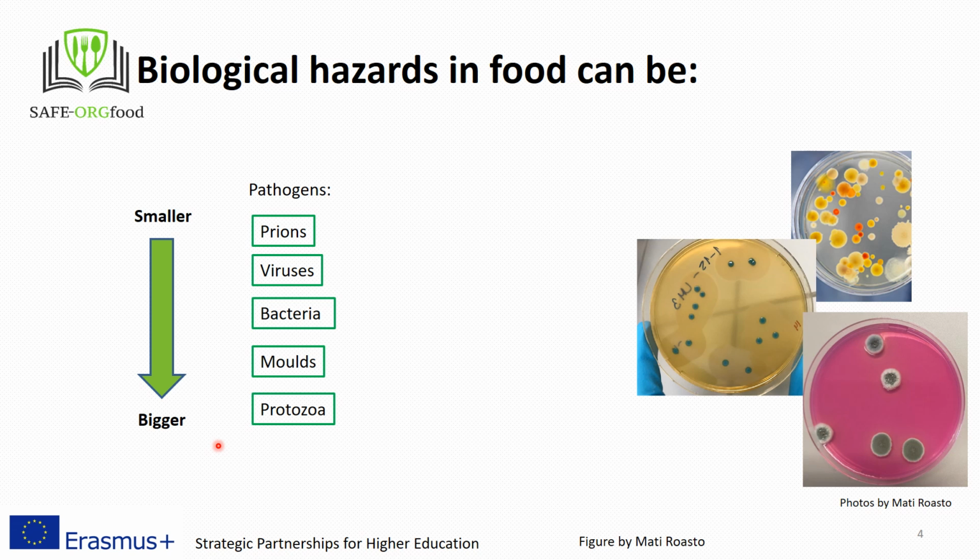Biological hazards in food can be pathogenic prions, viruses, bacteria, molds. Also, protozoa and other pathogenic parasites in food can cause foodborne diseases. The problem is that the presence of pathogens in food usually cannot be recognized by the senses. We cannot detect pathogens in food through the eyes or by smelling or taste. Pathogens can be present in foods that seem completely hygienic and safe to us.